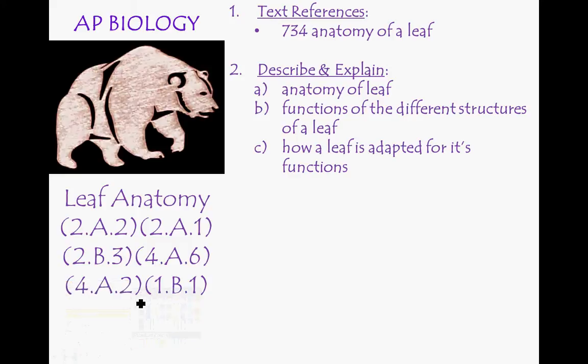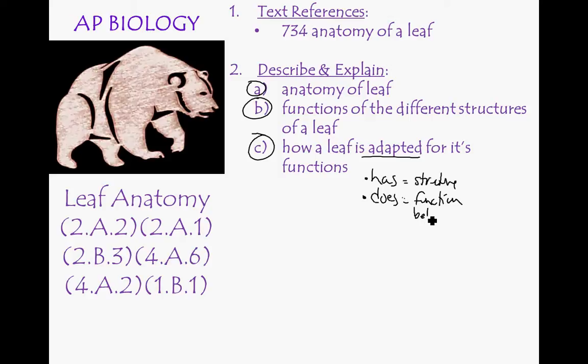Second time around here, so we're going to describe and explain the anatomy of the leaf, focusing on the functions of the different structures of the leaf, so it's more of a functional anatomy, and then how the leaf is adapted for its function. These adaptations are anything that an organism has or does to enable it to survive better. Has means in terms of structure, does means in terms of a function or a behavior. So how is the leaf adapted for its functions?